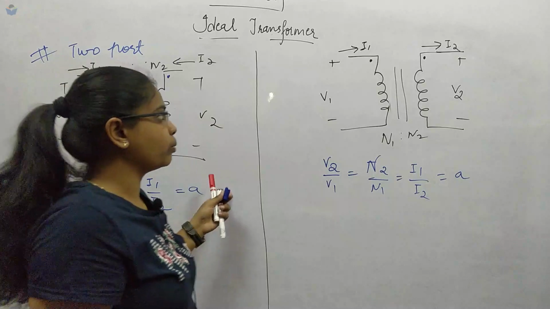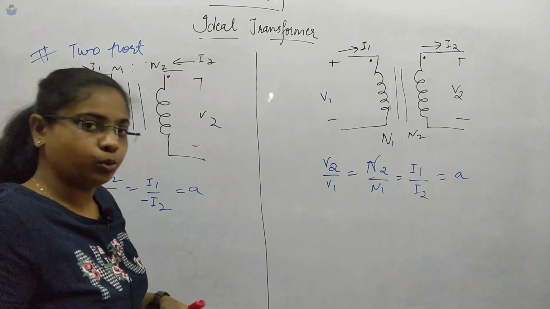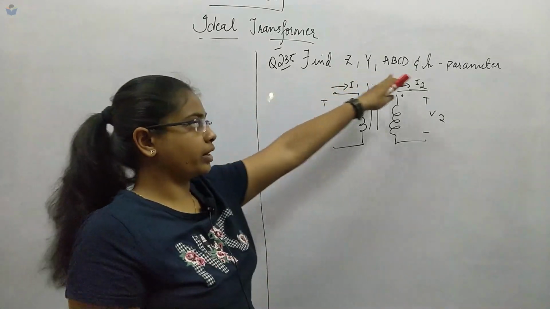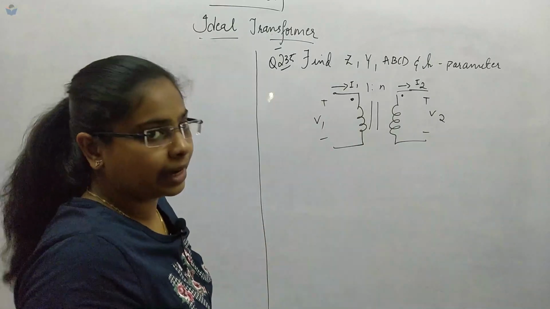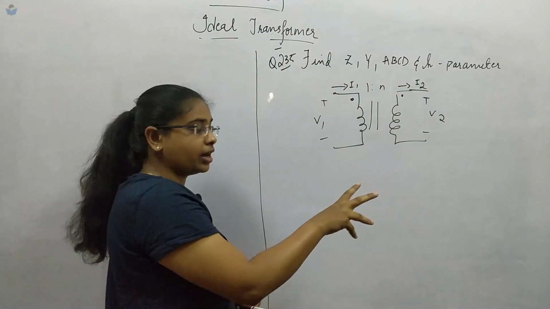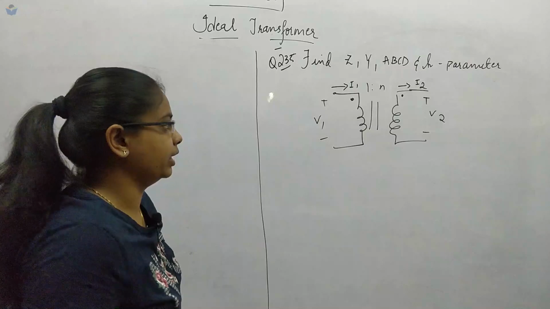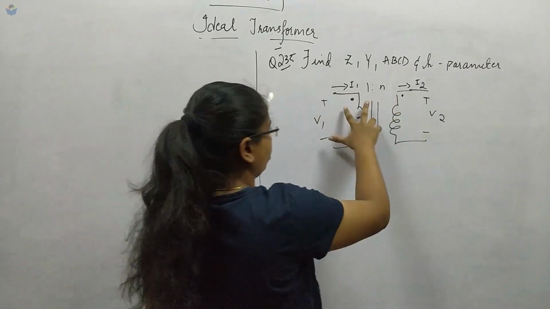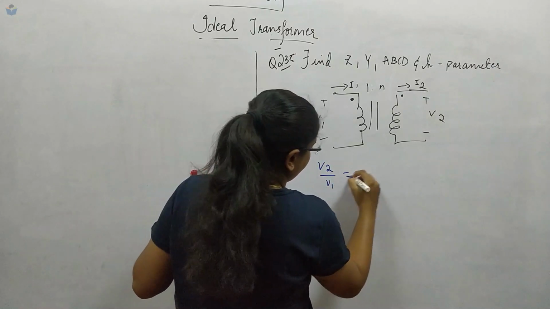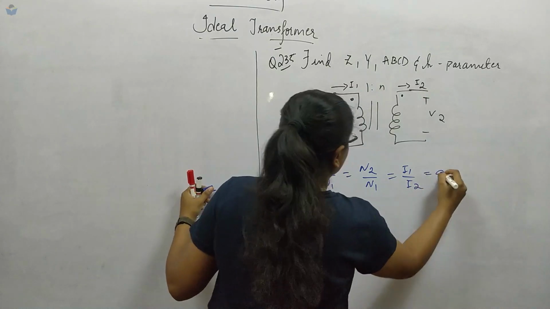Now we will see one more problem based on the ideal transformer where we will use the concept of two-port network. Given in this question 235, we have to find all the parameters related to this ideal transformer. First we will check whether it is the ideal transformer. The current is entering and the current is leaving, so the mutual effect is negative. Now this is the dot convention they have given, this is the transformer, and we know that V2 upon V1 equals N2 upon N1 equals I1 upon I2 equals A.